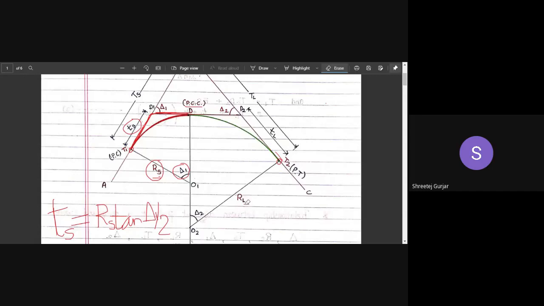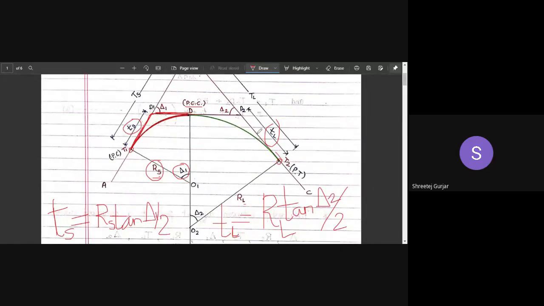Now can anyone tell me what the tangent length TL is equal to? Can you tell using the same formula? I will write the general formula. You have to tell me which subscript I have to apply. So this is the general formula, now I want it for TL. TL is equal to RL tan delta 2 by 2, correct.